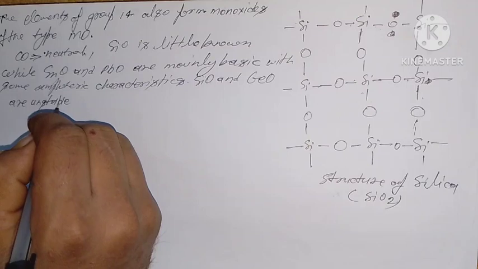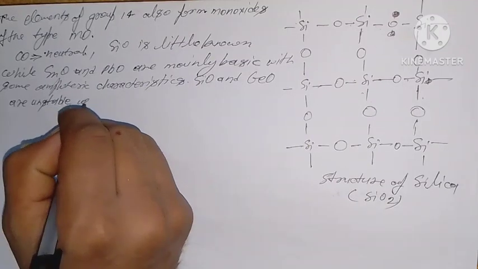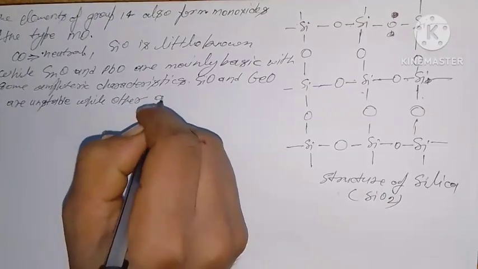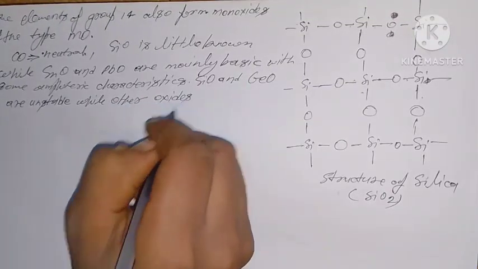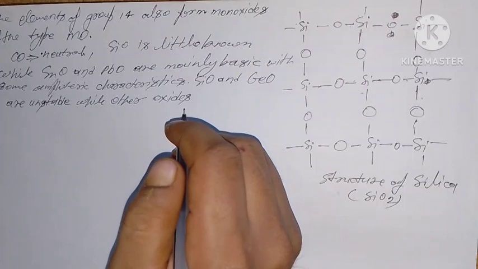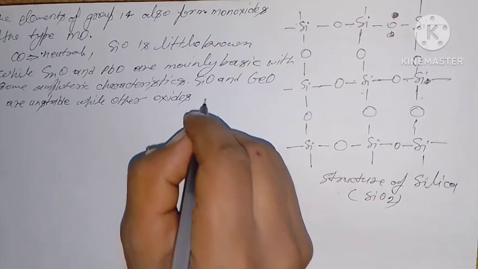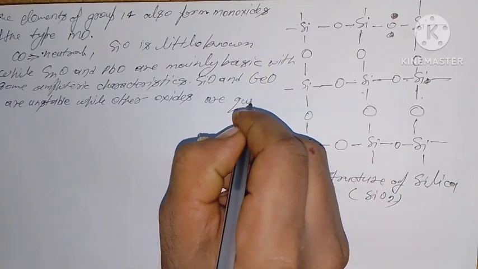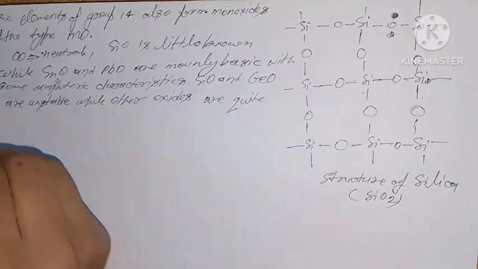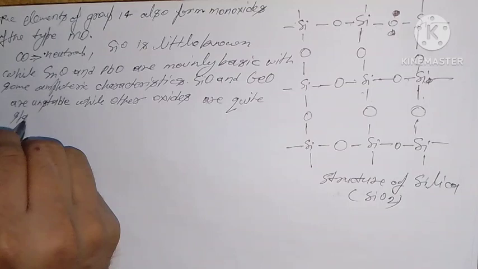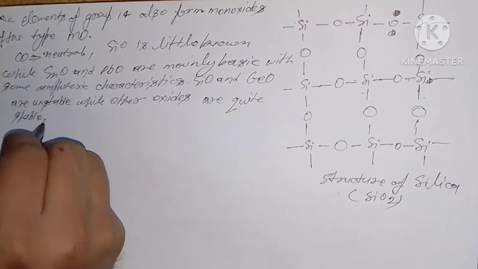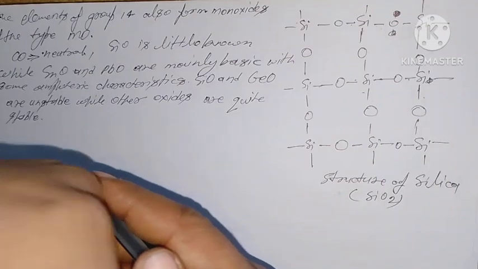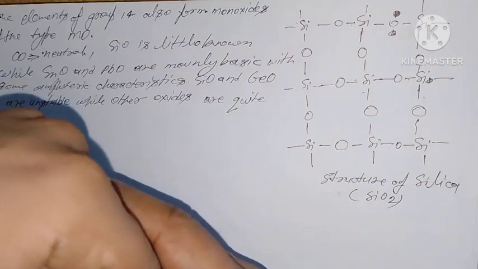Okay, silicon monoxide, SiO, and germanium monoxide, GeO, are unstable, while other oxides are quite stable.